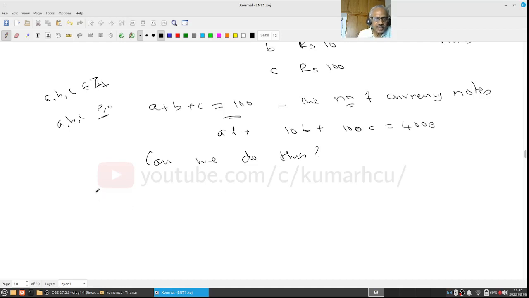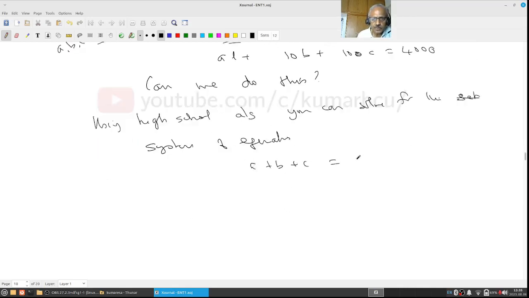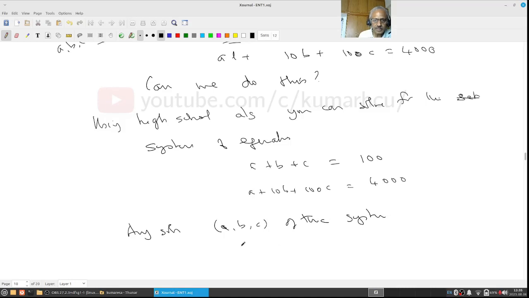So, using high school algebra techniques, you can solve this system of equations. What is that? That is A plus B plus C equal to 100 and A plus 10B plus 100C equal to 4000. Then try to see that you will get a lot of solutions, in fact infinitely many, and you will find that no solution is an integral solution. Any solution, call it A, B, C, ordered triple, of this system, is not an integral solution.